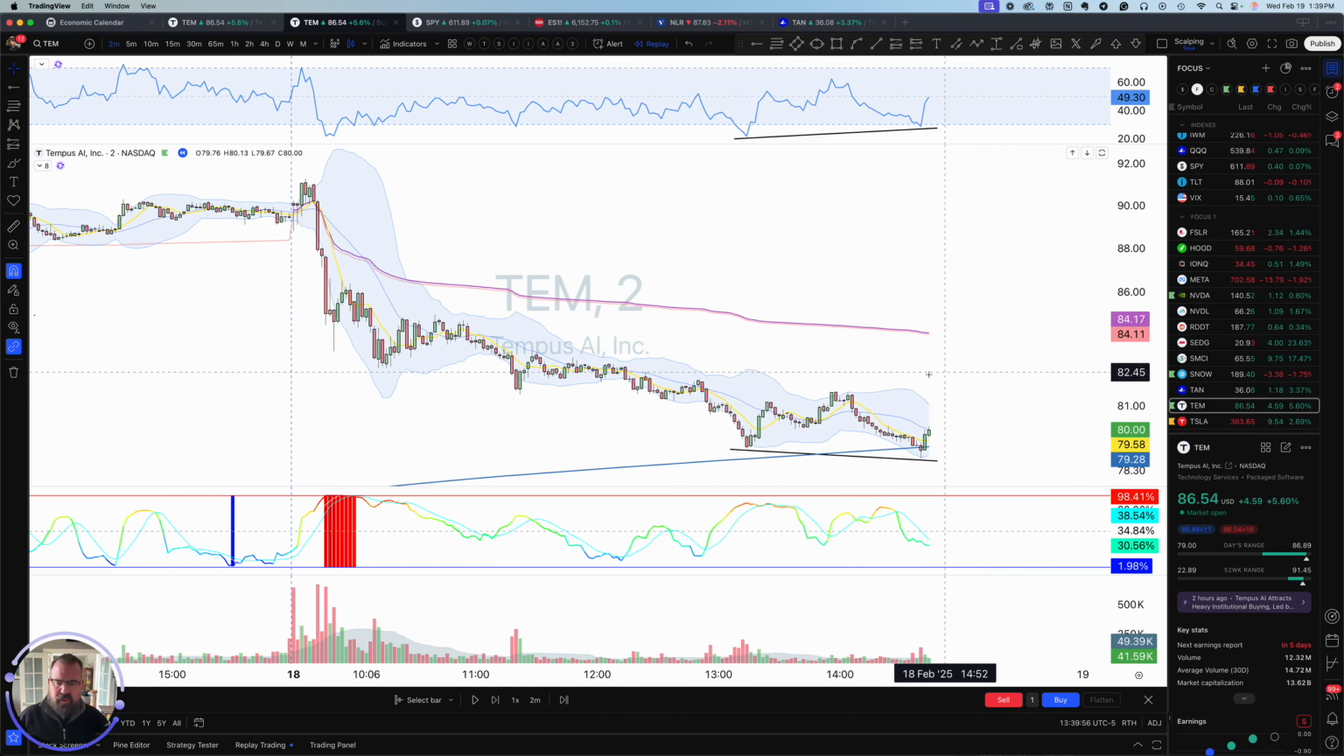So even if it hits this intermediate target of $82, you're risking 75 cents to make $1.50, a 2-to-1. That's not optimal. You want to have a 3-to-1, but that was the setup, and there was potential for more up above.